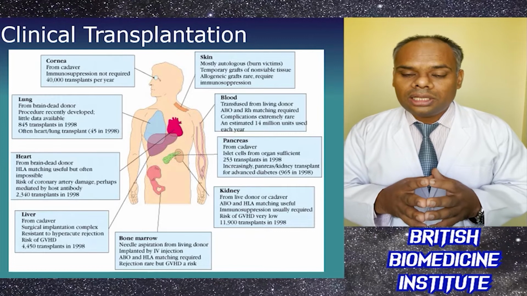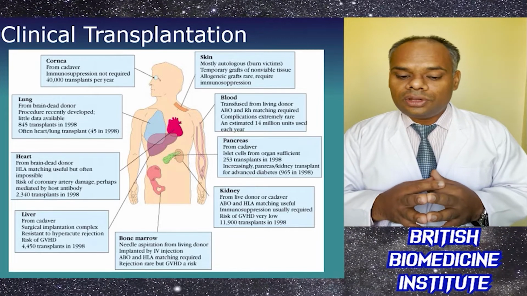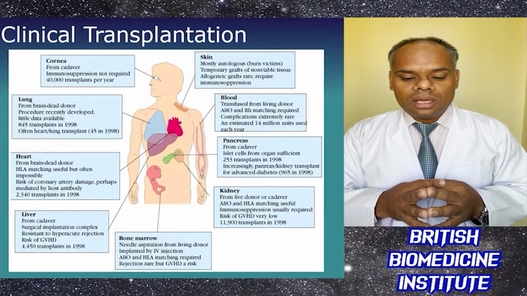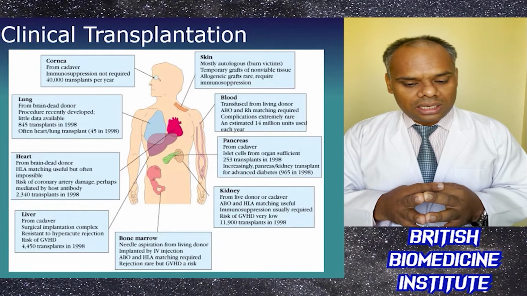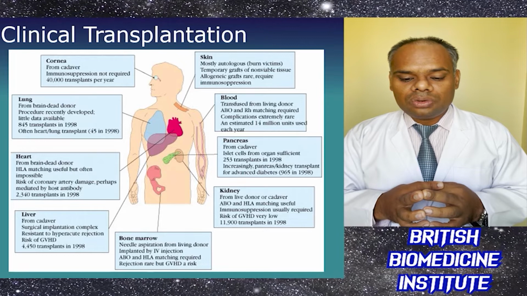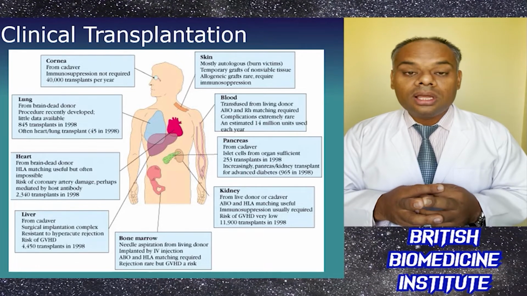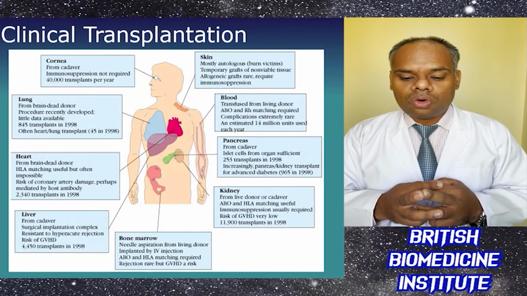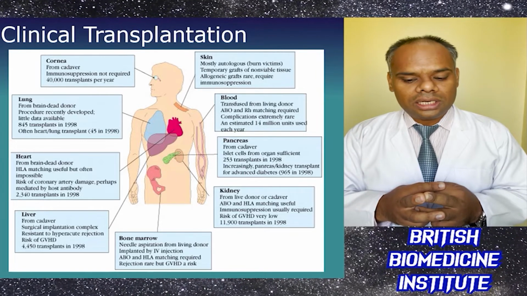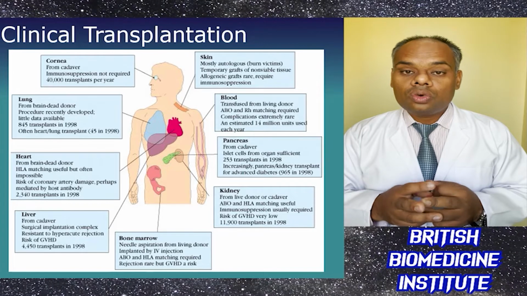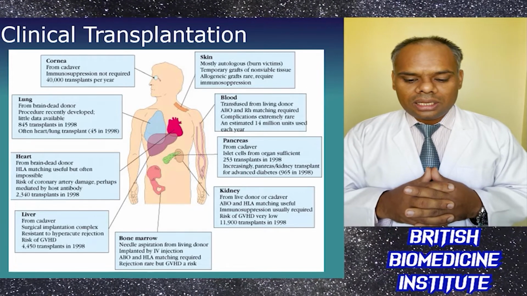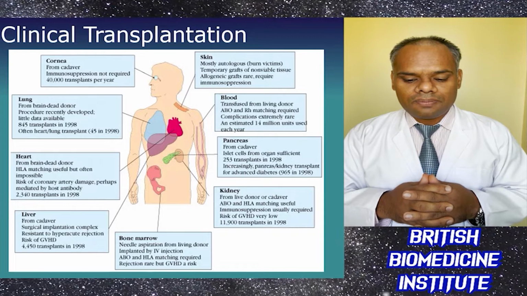For blood, it can be transfused from a living donor, like A, B, O, and Rh. Matching is required. Complications are extremely rare, and an estimated 14 million units are used every year. Pancreas from cadavers: islet cells from the organ are sufficient. Till date, in 1998, 253 transplants were carried out, and it is increasing in advanced diabetes.